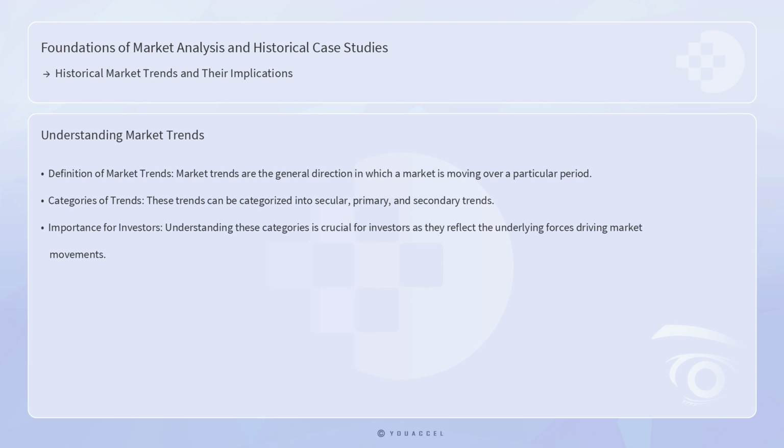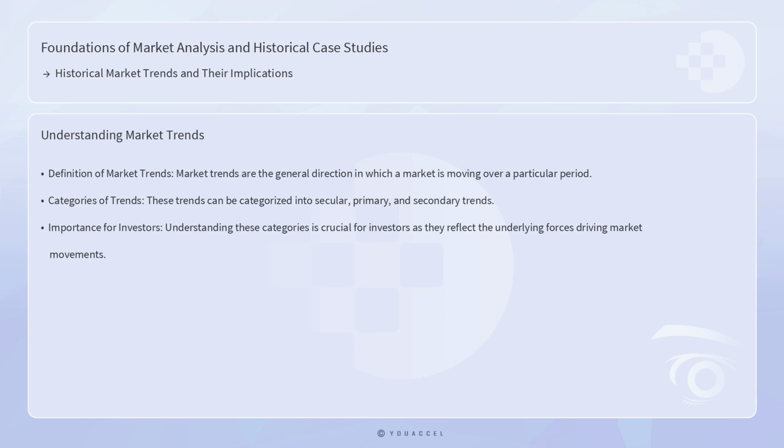Market trends are the general direction in which a market is moving over a particular period. These trends can be categorized into secular, primary, and secondary trends. Understanding these categories is crucial for investors as they reflect the underlying forces driving market movements.